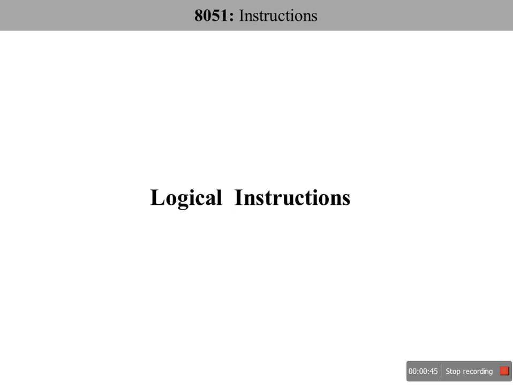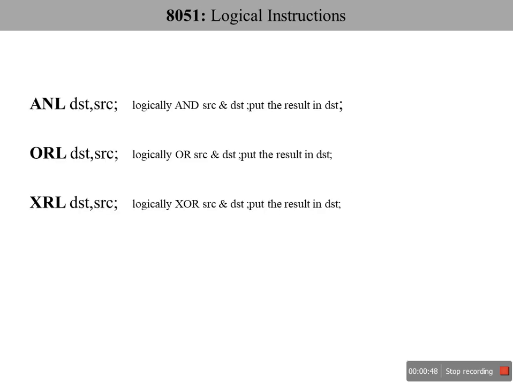Starting with the logical instructions, there are three logical instructions in 8051 basically. They are AND, OR and XOR. AND stands for ANL, destination comma source. Here a logical ANDing operation will be done with the source and destination bit by bit, and the result will be in destination. Similarly, the logical OR operation will be performed between source and destination bit by bit, and the result will be in destination.